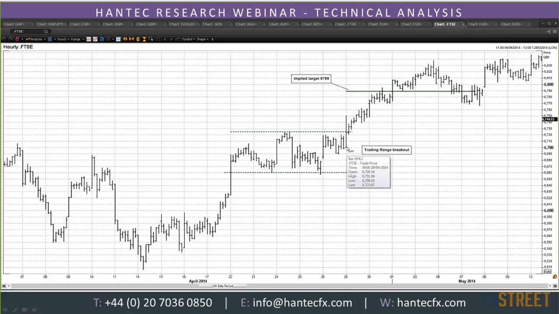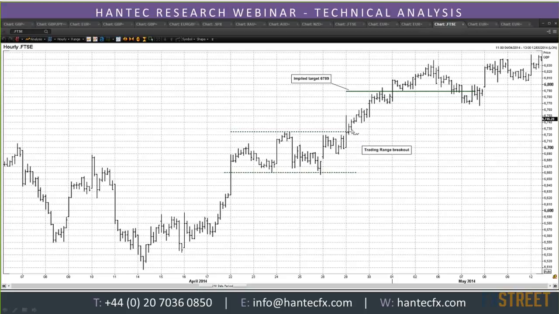If you actually looked on an intraday basis, at a lower level than an hourly chart, you would have seen a breakout, strong breakout, and then a reversal as well. So you actually would have got another very good chance to get back in on that pullback towards that.